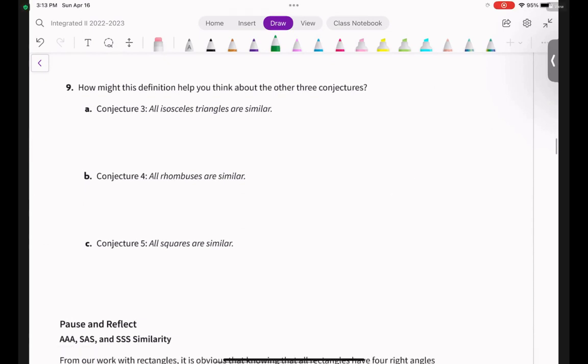Okay, number 9. It says, how might this definition help you think about the other 3 conjectures? All isosceles triangles are similar. So when we were looking at them for these 2, here, all isosceles triangles are similar. We didn't have the angles being congruent. So this is where they failed. So let me put a little note, this is where we failed because the angles weren't congruent.